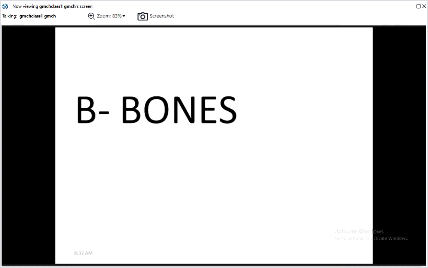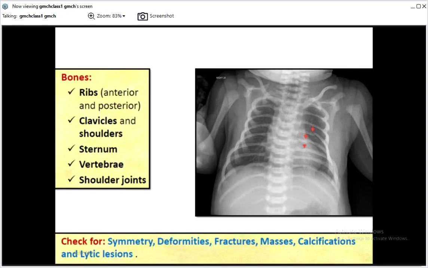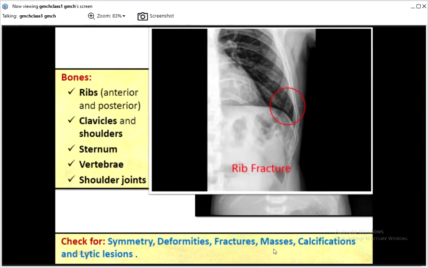The second thing is bony structures. After airway, B stands for bones. So what you have to see in the bones: what bones will be visible to you? Ribs, clavicles, shoulders, sternum, vertebra, shoulder joints. So you can always find an obvious bony abnormality. Usually, what we tend to miss is the fracture of the ribs. So you have to look for symmetry, deformities, fractures, masses, calcifications, or any lytic lesions.